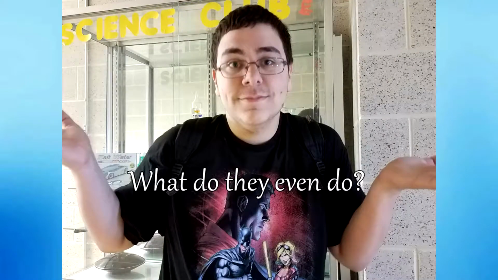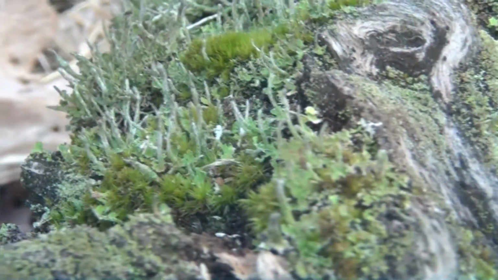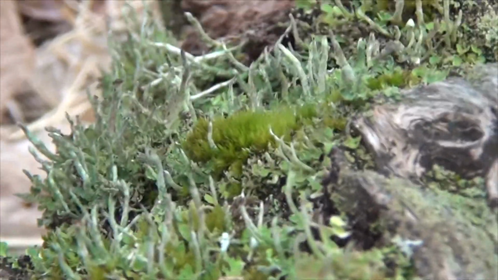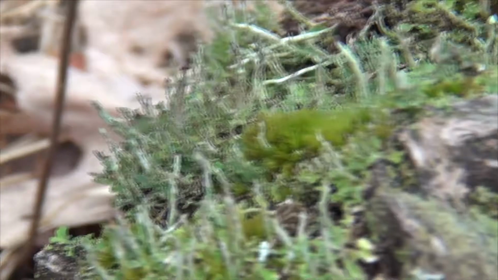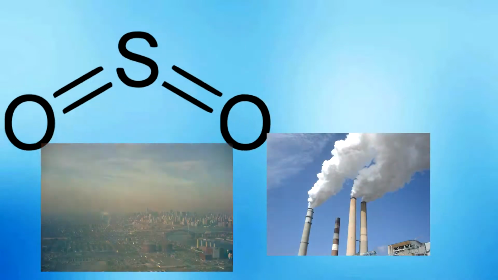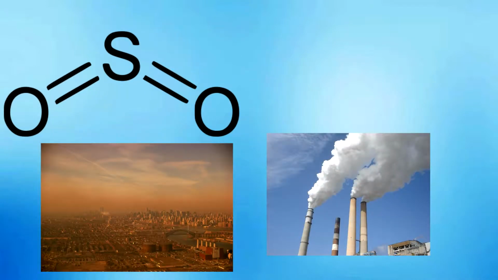Okay, so it's great that lichens can survive so well in the world, but what do they even do? Well, Connor, since lichens are photosynthetic, they help produce the very oxygen you and I are breathing right now, making them just as important as any other photosynthetic species. Lichens are a great indicator species for the presence of sulfur dioxide, as they will not grow and survive in areas heavily polluted with the gas.